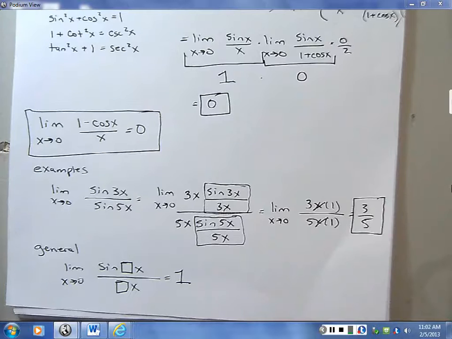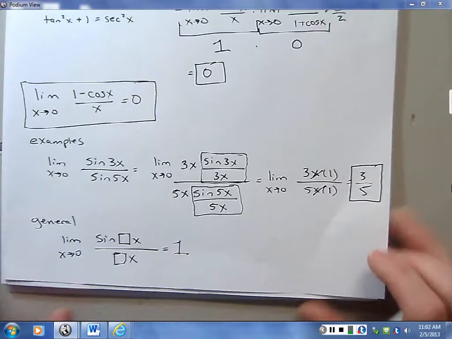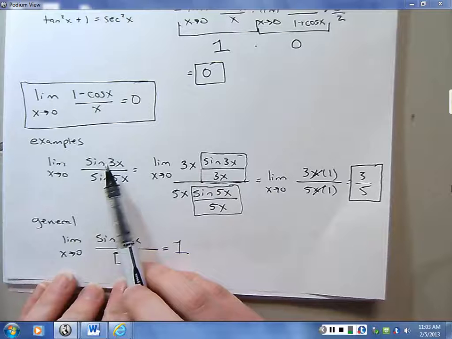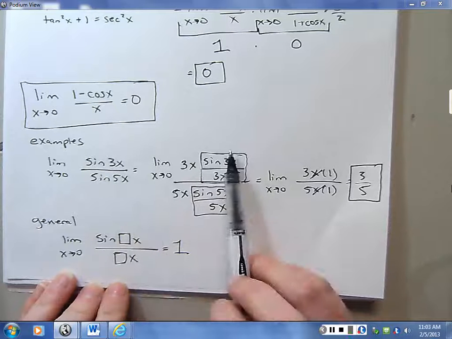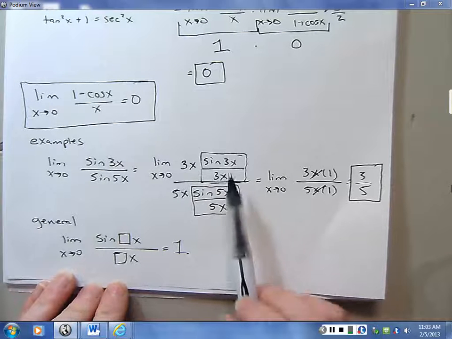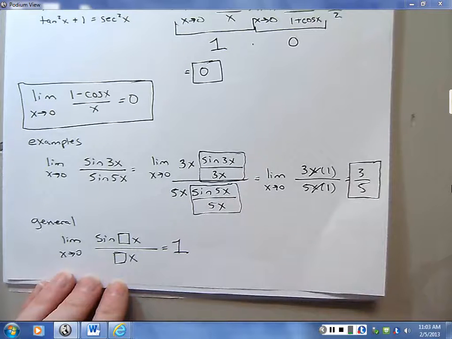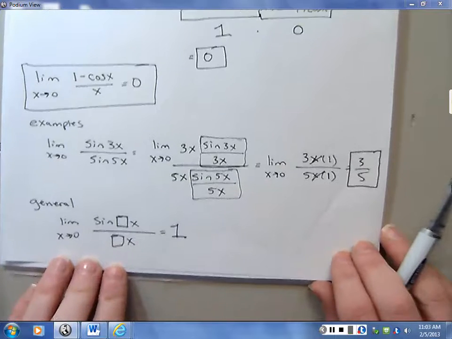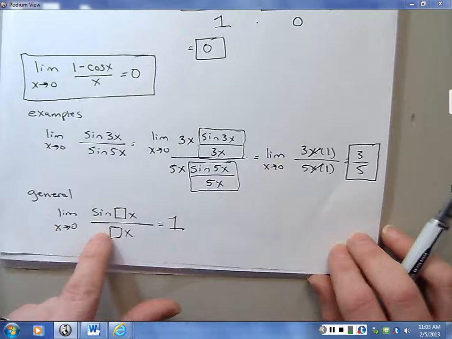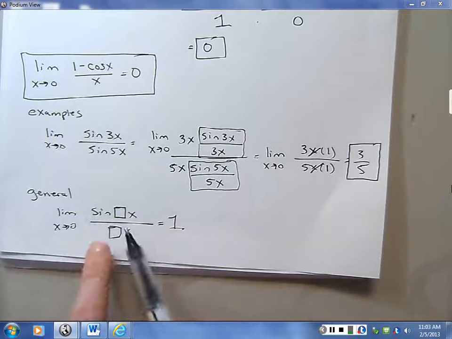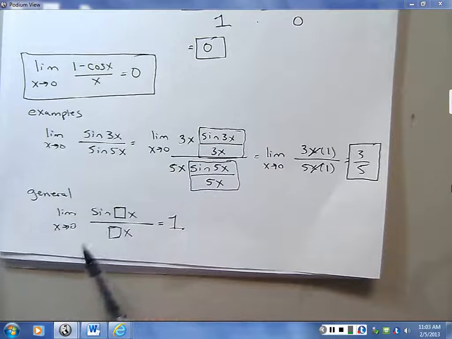We ran out of time to look at too many examples, but the first example we did was sine of 3x over sine of 5x. We simplified this to get it into the exact form we know how to deal with, and we get the answer as 3 over 5. So in general, sine of something x over something x equals 1. You need to get it in this form to conclude that by using the squeeze theorem, which you don't have to prove. Does that make sense?